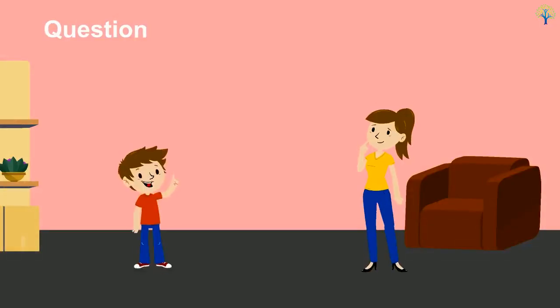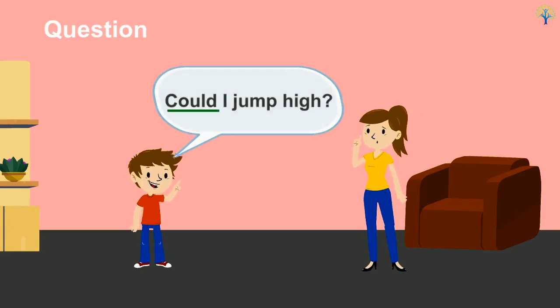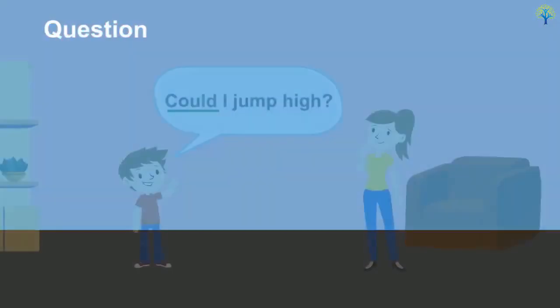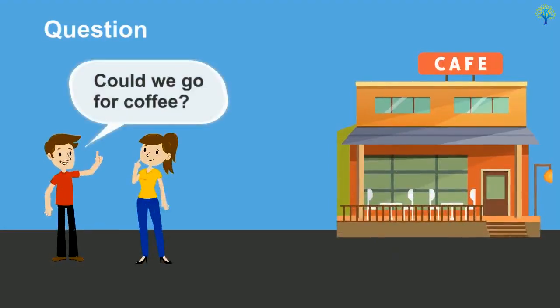To form a question, start the sentence with could, add the noun or pronoun, and add the action for which you would like permission. For example, could I jump high? Or, could we go for coffee?